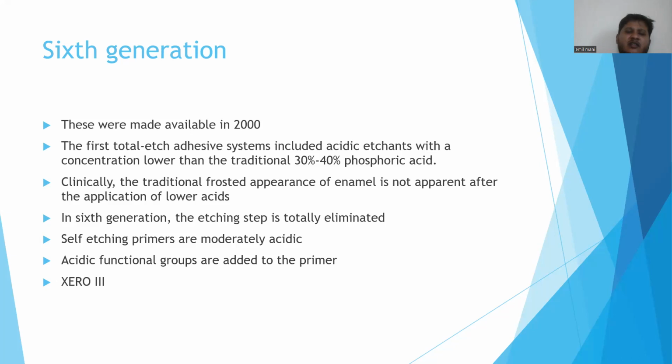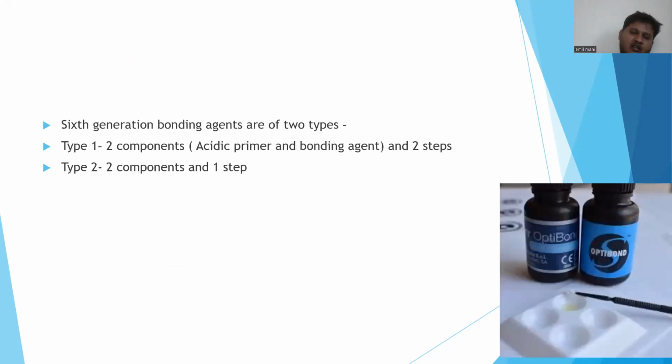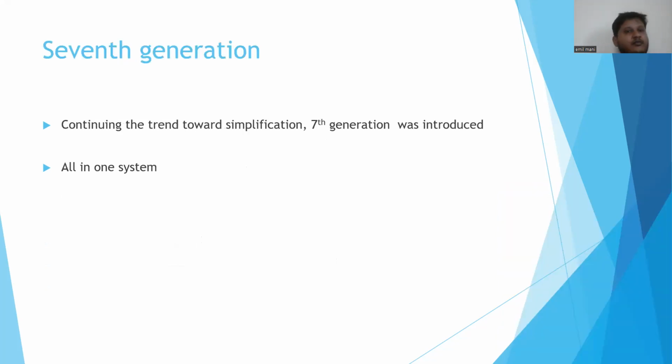In the sixth generation, the etching step is totally eliminated. Self-etching primers are moderately acidic in nature. In the sixth generation, bonding agents are basically of two types, type 1 and type 2. Type 1 is two components and two steps, whereas type 2 is two components and one step. In the seventh generation, continuing the trend towards simplification, the all-in-one system was introduced.